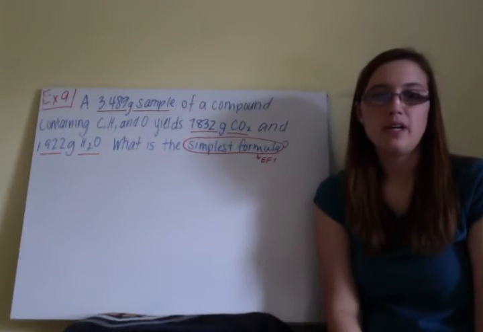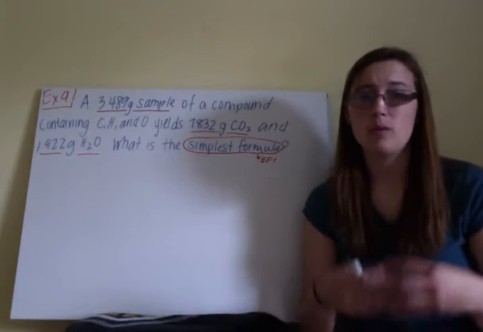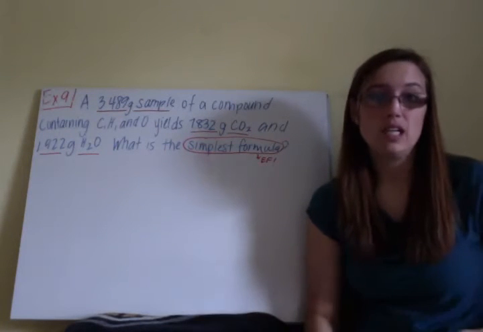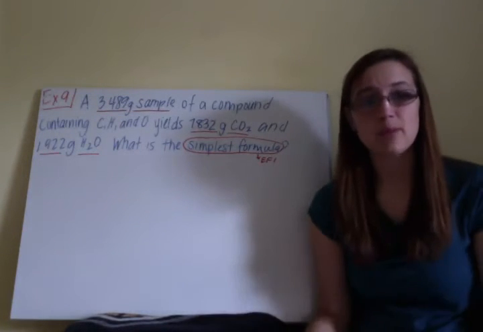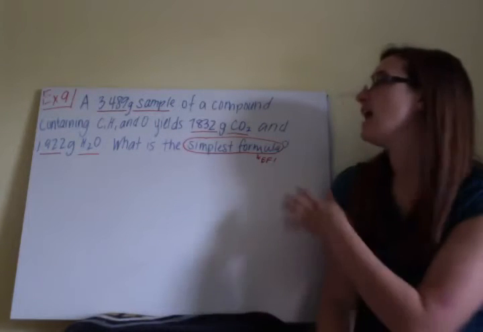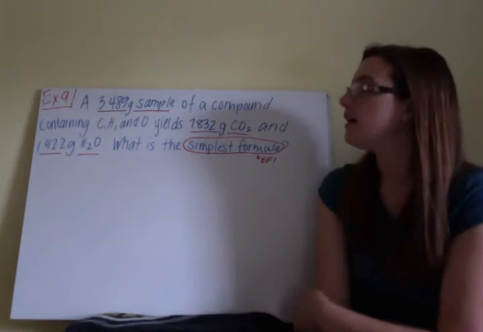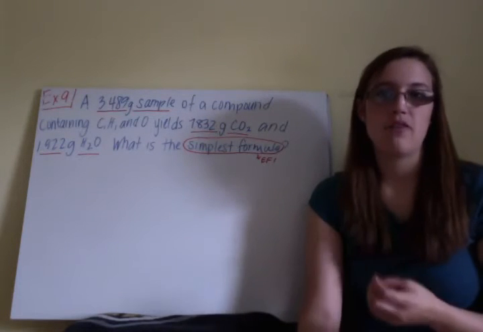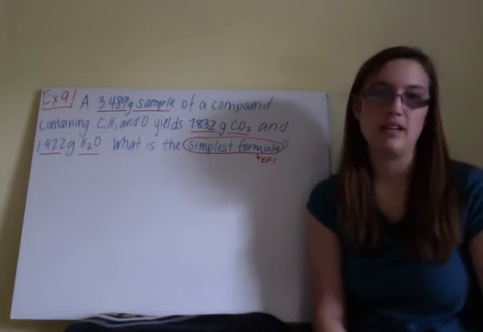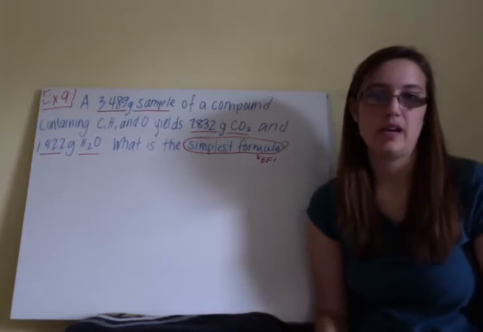Okay, so now we're going to look at combustion analysis. Now, combustion analysis is probably new to you, but all it is, is a real-world application of finding the empirical formula. So what we're going to look at is an example from your notes, which is example 9, and it tells you that you have a 3.489 gram sample of a compound that contains carbon, hydrogen, and oxygen.